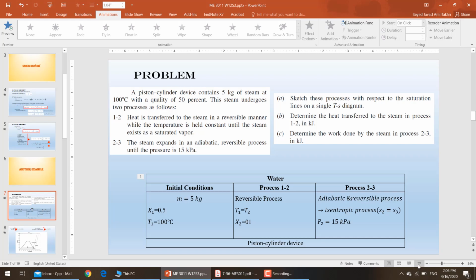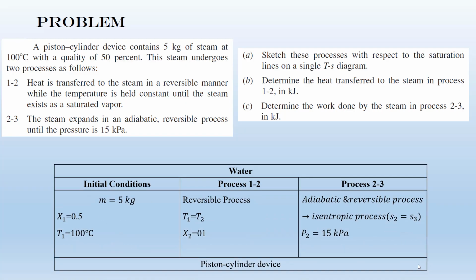Okay, guys. So I just completed this table. You can see the table here. We know that the mass is 5 kilograms. This is a closed system, so mass is constant. This is M1, M2, and M. And then quality is 0.5. And then we have the temperature for the initial conditions.